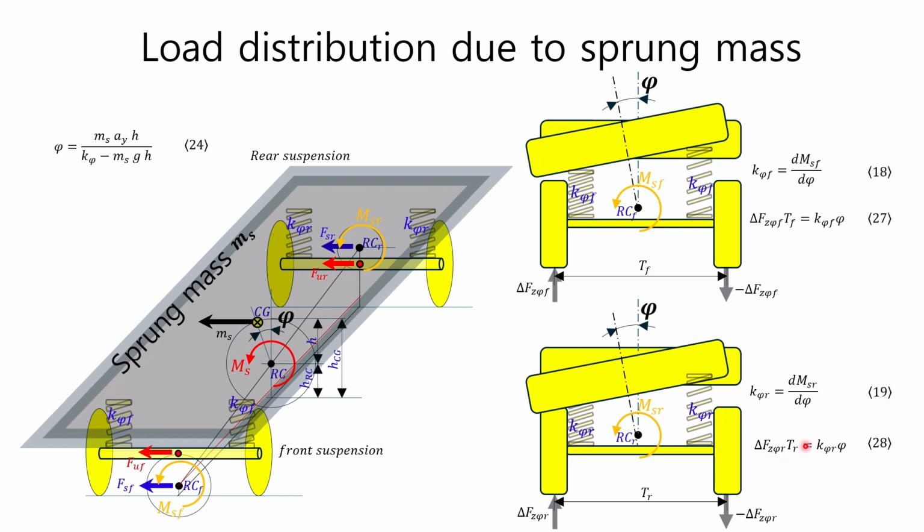Equations 27 and 28 have the same roll angle phi, which can be calculated by equation 24. Since the front and rear wheel tracks are known, and the roll angle phi can also be calculated by equation 24, if the front suspension roll stiffness K phi F and the rear suspension roll stiffness K phi R are known, the front load transfer delta Fz phi F and the rear load transfer delta Fz phi R can be calculated. The front and rear suspension stiffnesses can be measured or calculated by computer simulation.